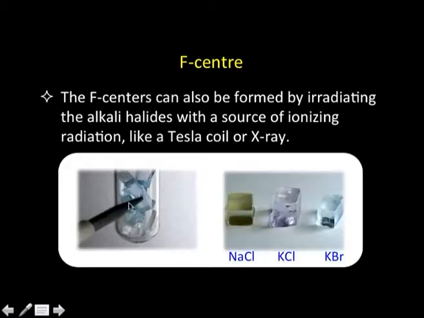Now, this is one typical demonstration. We have certain crystals in a test tube, and these crystals are being irradiated by a Tesla coil, which gives high energy radiation. As a consequence, if I take a sodium chloride crystal, we get a yellowish material. For KCl, we get this coloration, and for KBr, a different coloration. So, essentially, an alkali halide irradiated with high energy radiation can develop these defects.